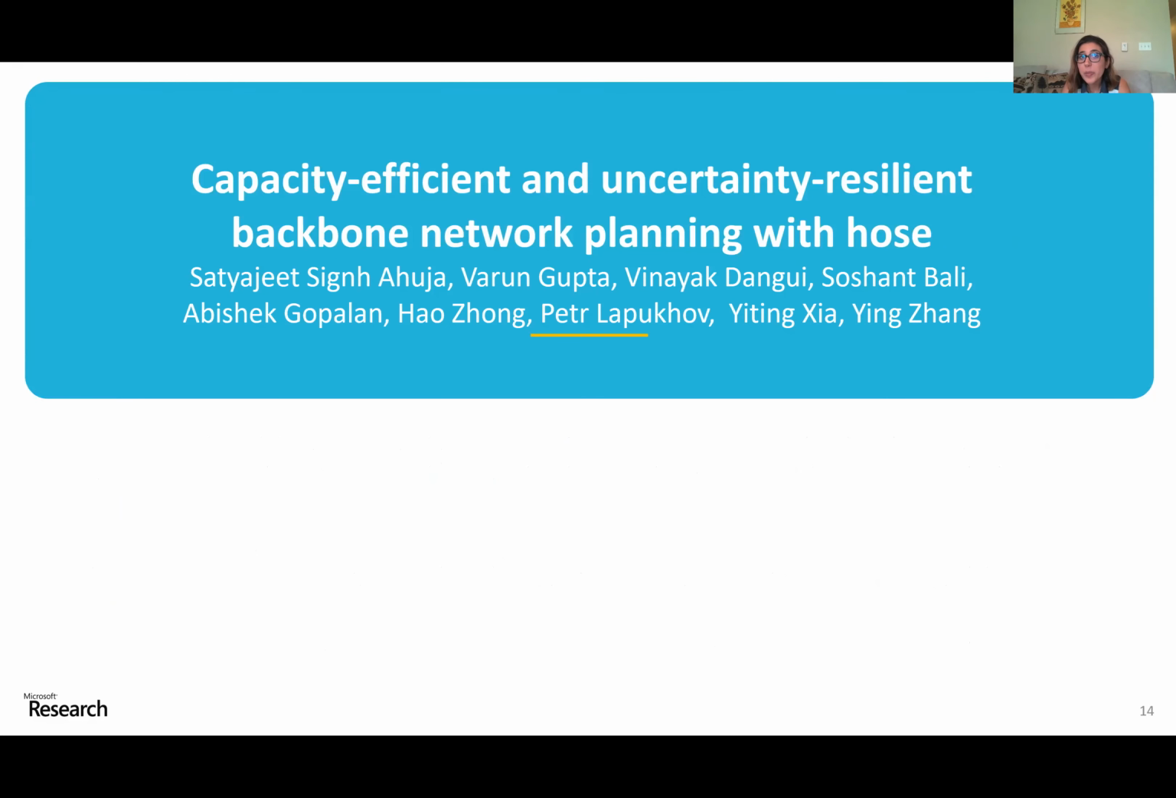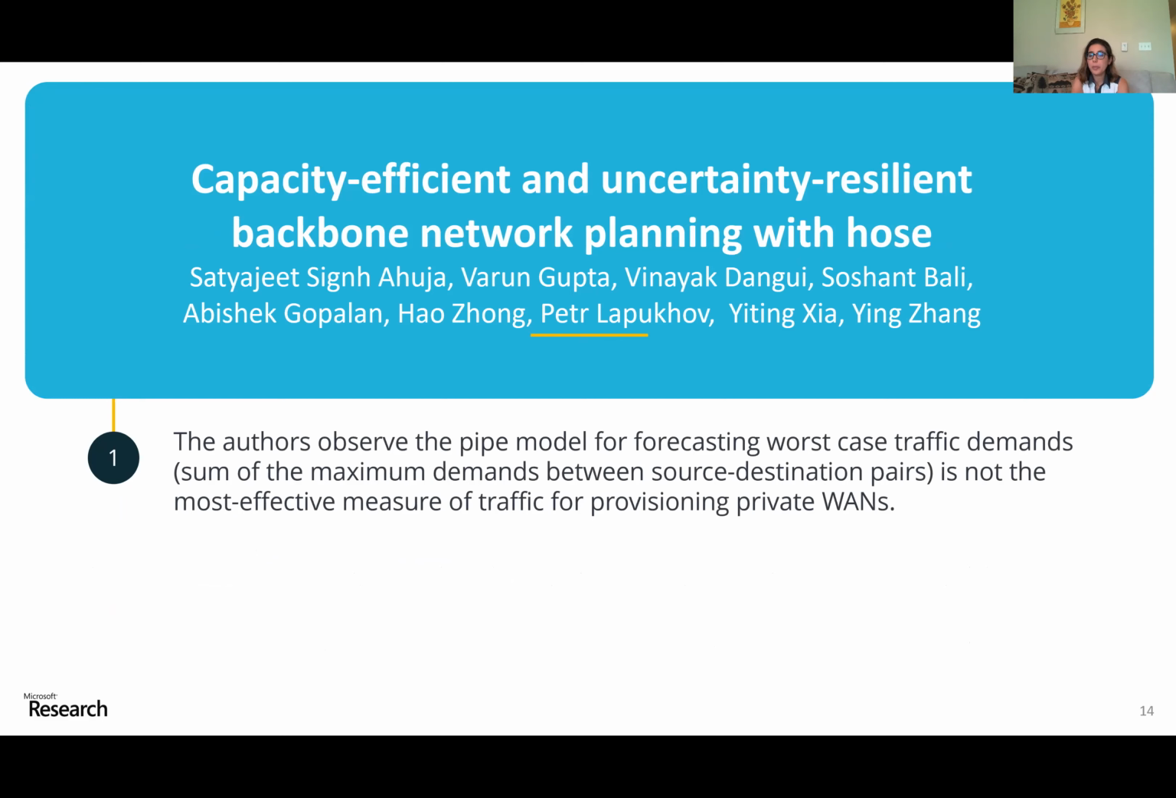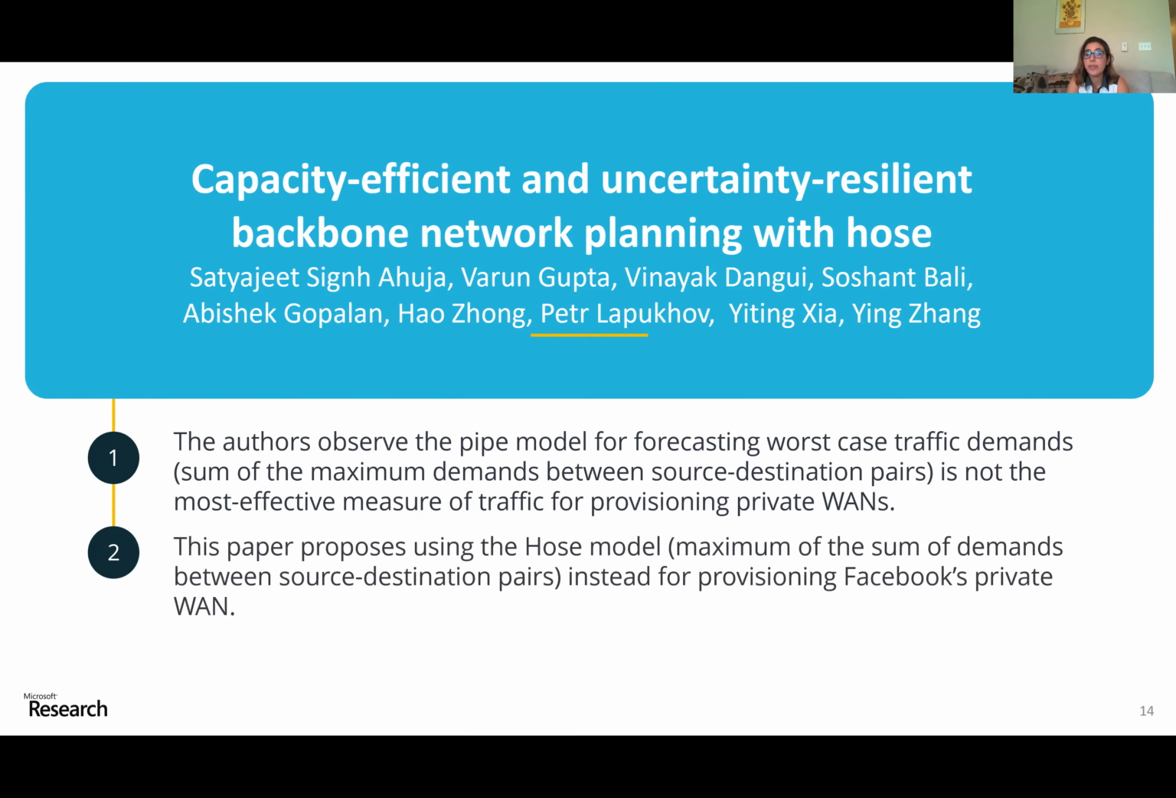Next, we're going to have a paper from Facebook on capacity-efficient and uncertainty-resilient backbone network planning with hose. What the authors observe is that the pipe model that people typically use for forecasting worst-case traffic demands, a model that basically looks at the sum of the maximum demands between source and destination pairs and uses that to understand how much traffic the network needs to be provisioned for, is probably not the best idea. Instead of doing that, they propose using the hose model, which instead looks at the maximum of the sum of demands between source destination pairs. Now, if you look at the convexity and concavity properties, you can understand why this makes sense. And they use this hose model instead for provisioning Facebook's private WAN.